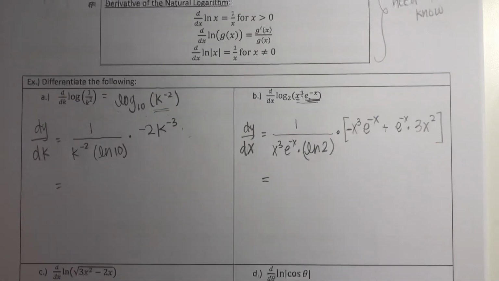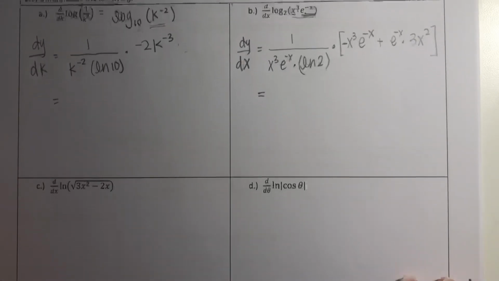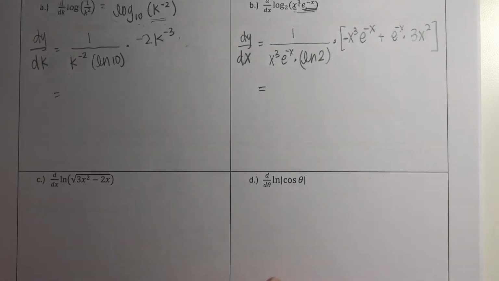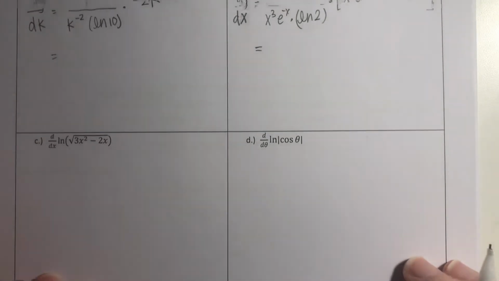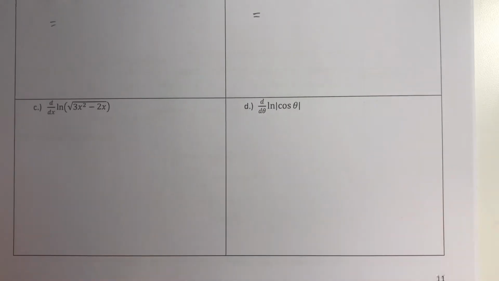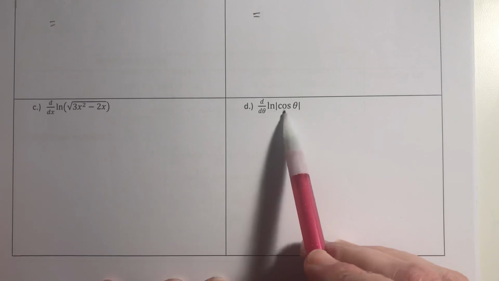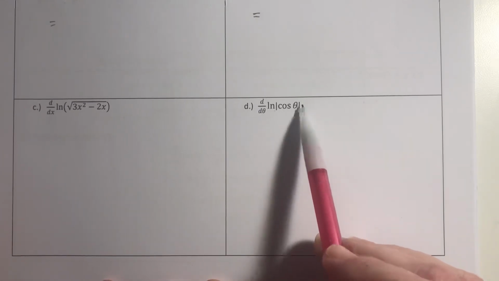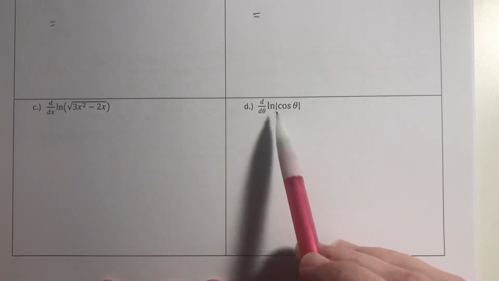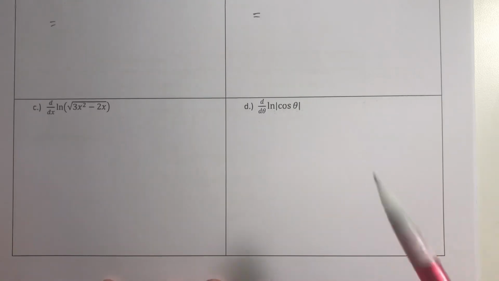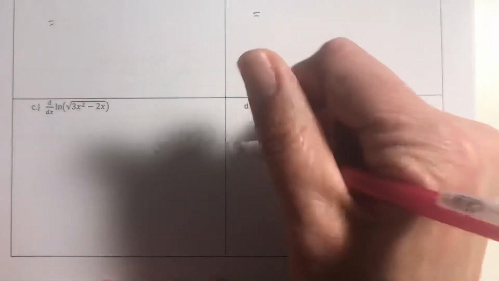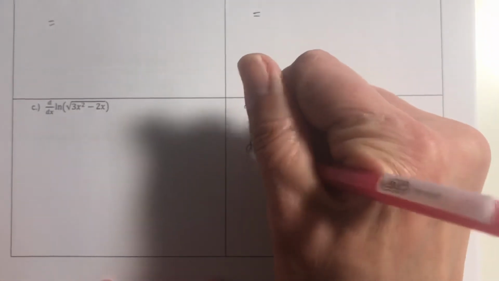So we're going to try one more on this page. I want you guys to take a second and look at D. We'll come back to C later and try it on your own. And with D, this says the derivative with respect to theta of ln of cosine of theta. And again, remember those absolute values are there. It's because cosine does take on negative values, and we're only looking at the positive since we are dealing with a logarithm.